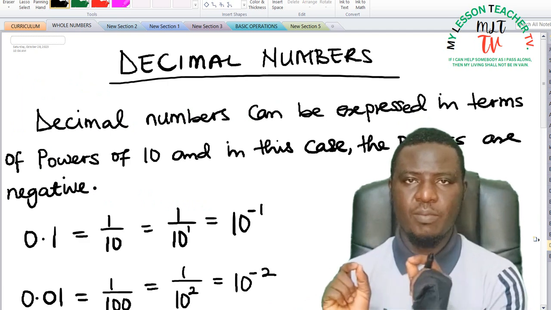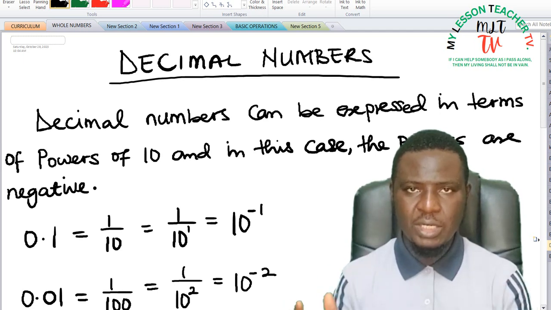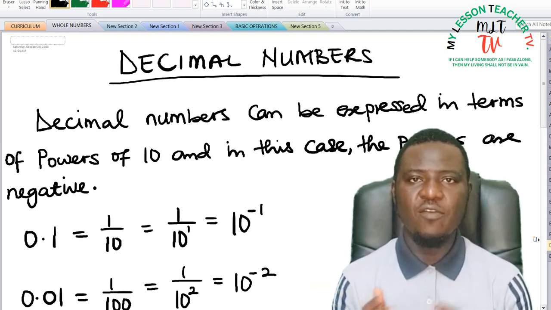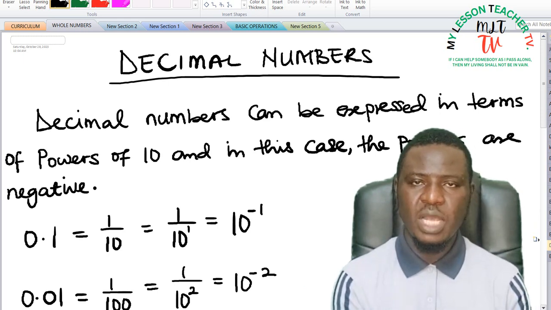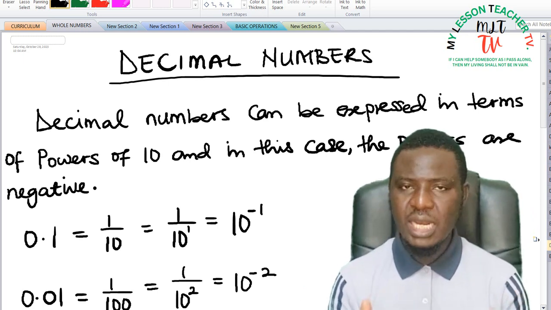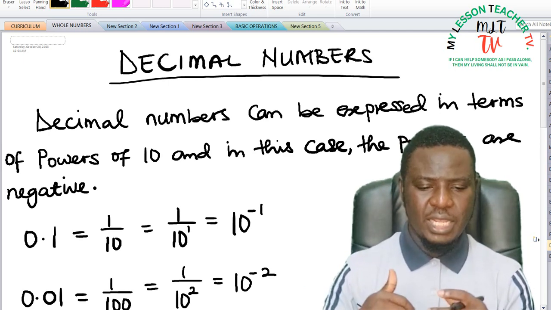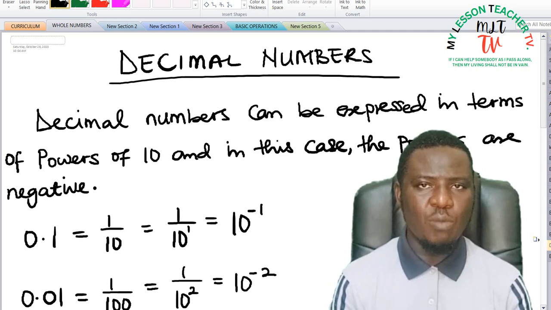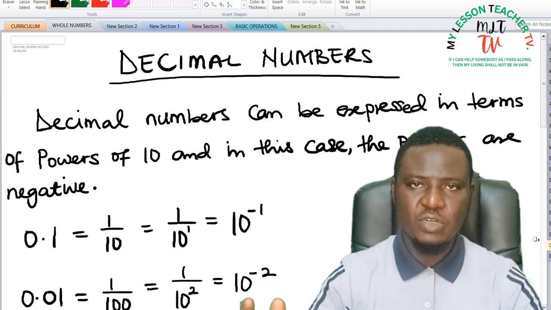Unlike the multiples of 10 greater than 10, where we have positive powers of 10, as seen in our last class, where we have 100 being expressed as 10 times 10, which is 10 raised to the power of 2, and 1000 is said to be 10 multiplying itself 3 times, which gave us 10 raised to the power of 3. So in today's class, we shall be looking at decimal numbers, where the power becomes negative. Negative indicating that it is a fraction.